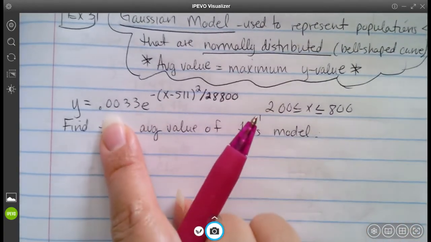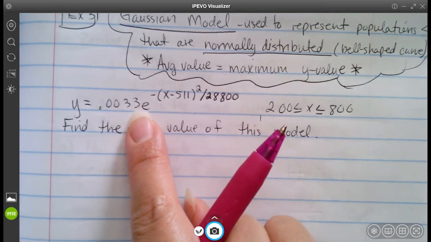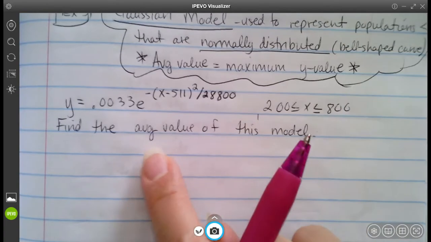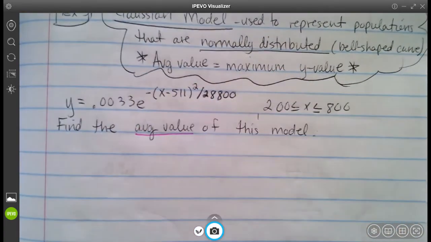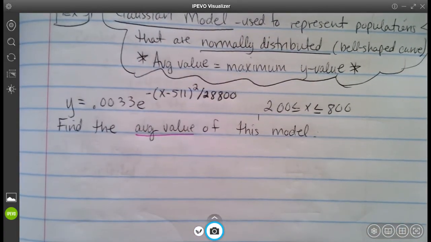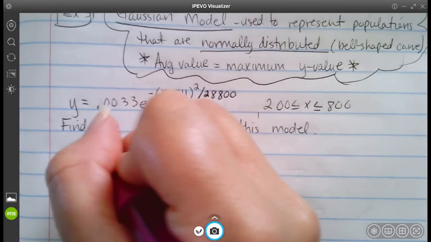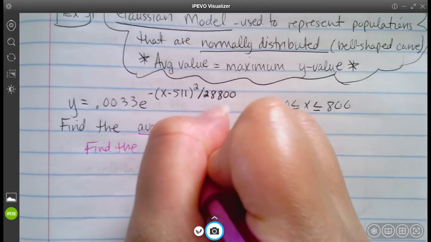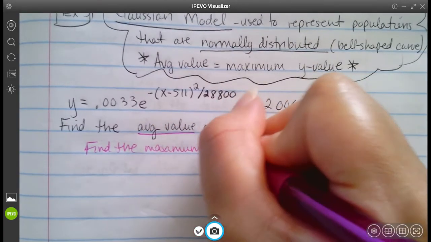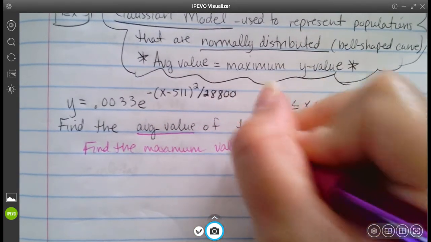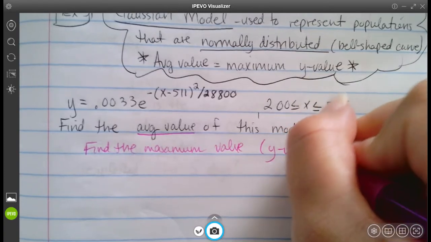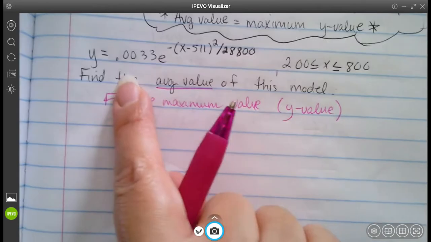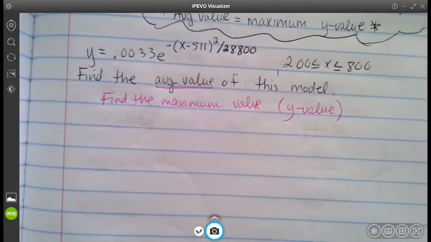We have this model, y equals 0.0033 to all that, between 200 and 800. And it just says find the average value of this model. So all we're going to do is find the maximum value, and we want the y value for that. I just want to make sure you know how to do that. So all we're going to do is graph this and find the max. Let's go ahead and do that real quickly.